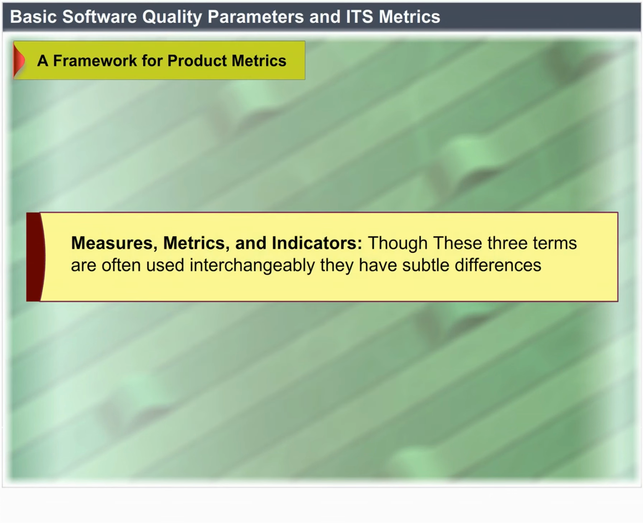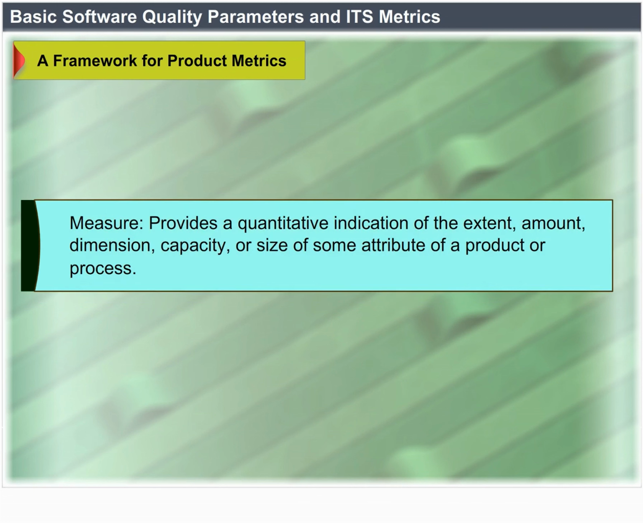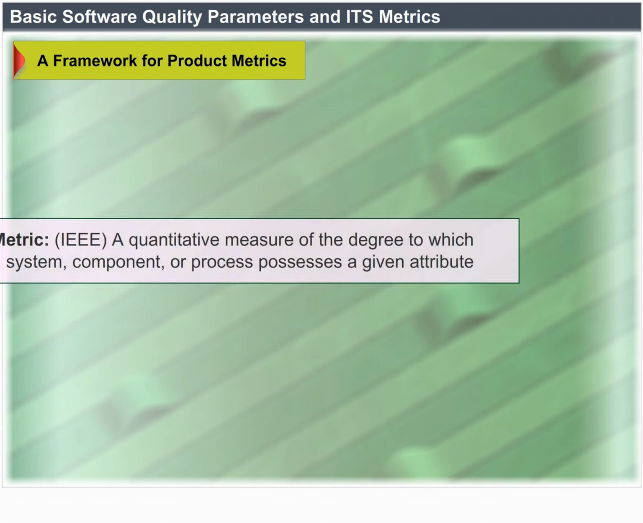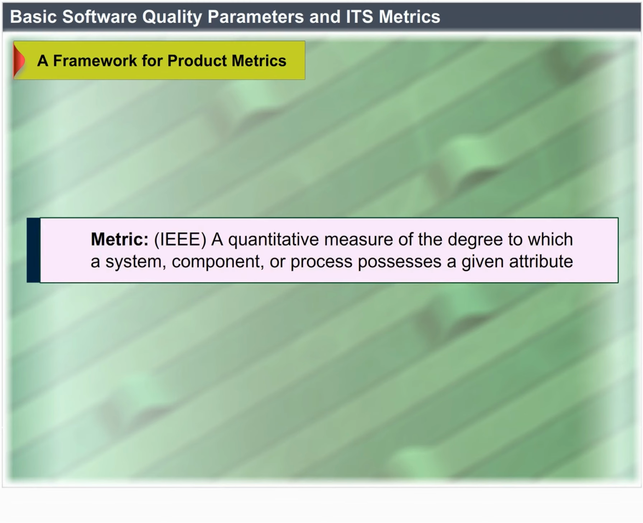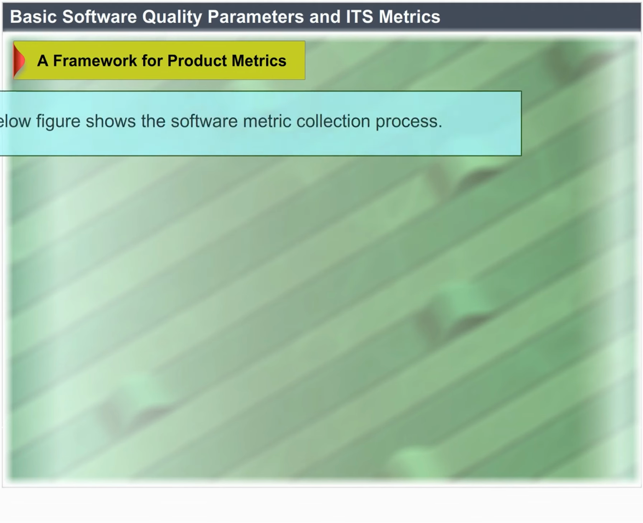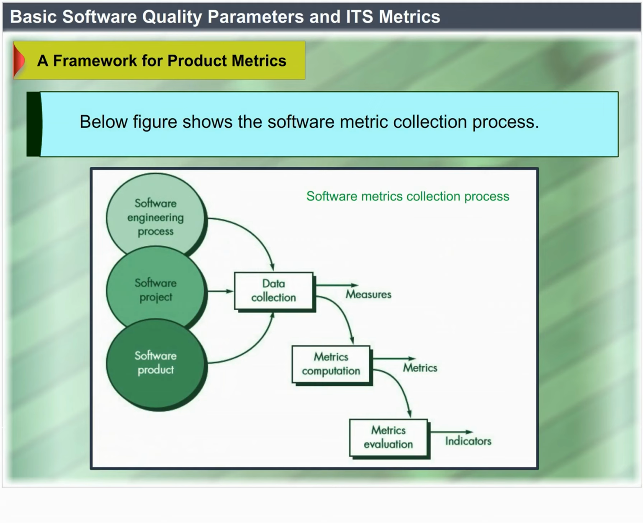A framework for product metrics. Measures, metrics, and indicators. These three terms are often used interchangeably, but they can have subtle differences. Measure provides a quantitative indication of the extent, amount, dimension, capacity, or size of some attribute of a product or process. Measurement, the act of determining a measure. Metric, a quantitative measure of the degree to which a system, component, or process possesses a given attribute. Indicator, a metric or combination of metrics that provides insight into the software process, a software project, or the product itself. The accompanying figure shows the software metric collection process.